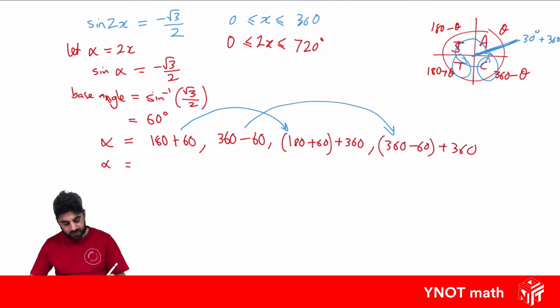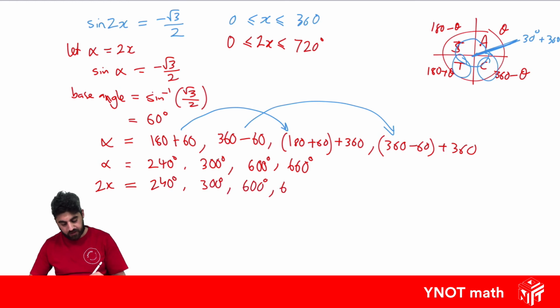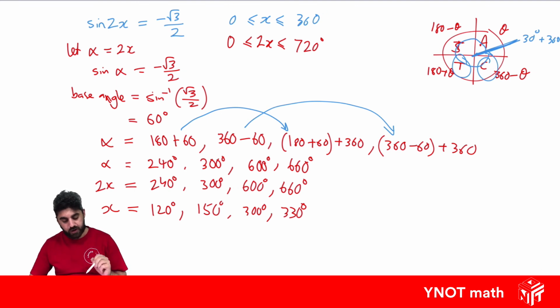So we get our answers for alpha being 240 degrees, 300 degrees, 600 degrees and 660 degrees. But remember, we let alpha equal 2x because the original equation is asking us to solve for x, not alpha. So alpha equals 2x, so we can swap out alpha for 2x. And finally, to solve this equation, we can just divide everything by 2. So we get 120 degrees, 150 degrees, 300 degrees, and 330 degrees as our final answer. And you can see there are 4 solutions this time, and all of them are within the original domain.